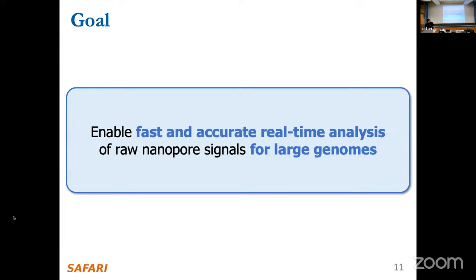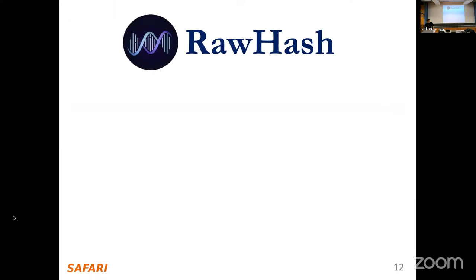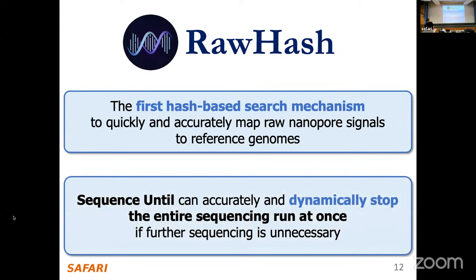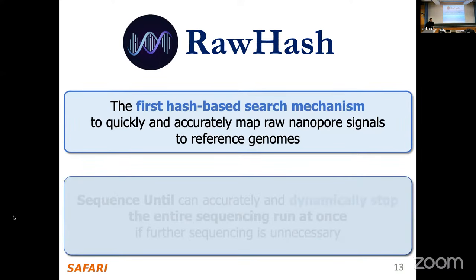I'll essentially go over the RawHash work. In this work, our goal is to enable fast and accurate real-time analysis of raw nanopore signals for large genomes. To this end, we propose RawHash, and we make two key contributions. First, we propose the first hash-based search mechanism to quickly and accurately map raw nanopore signals to reference genomes. Second, we propose a technique called sequence until that can accurately and dynamically stop the entire sequencing run at once if further sequencing is unnecessary based on some computation that we're making. So I'm going to be discussing the first contribution.